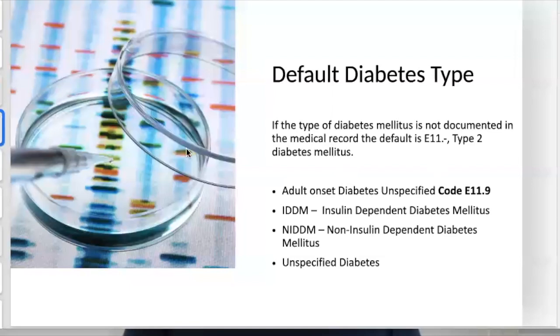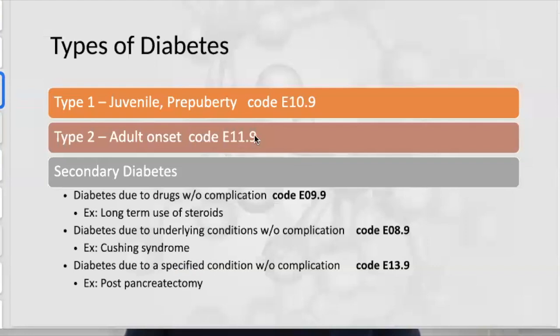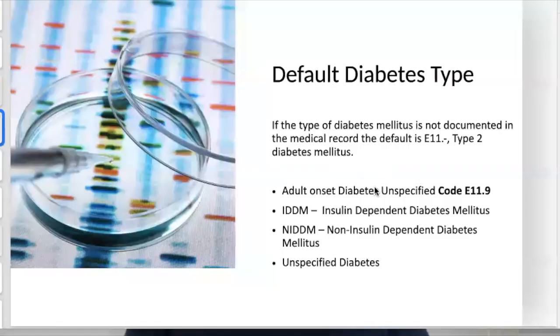And what is E11, guys? If you go back here, this one right here, that's E11.9. So what is the E11.9? It is the adult onset type 2 diabetes. Now, look here, guys. Adult onset diabetes unspecified code is E11.9, which we have already established. If the doctor documents IDDM, what does IDDM mean? Insulin-dependent diabetes mellitus. Okay. Now, that's also an unspecified type of diabetes.